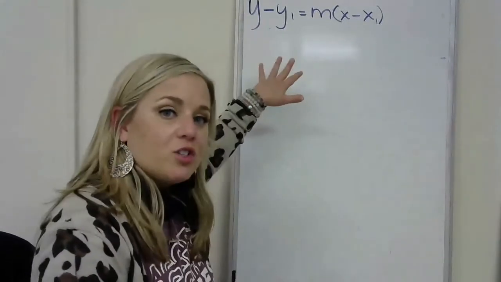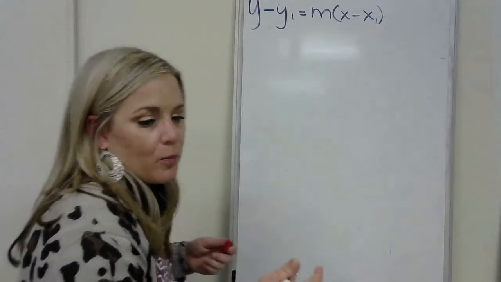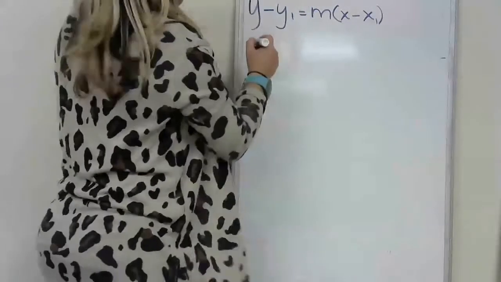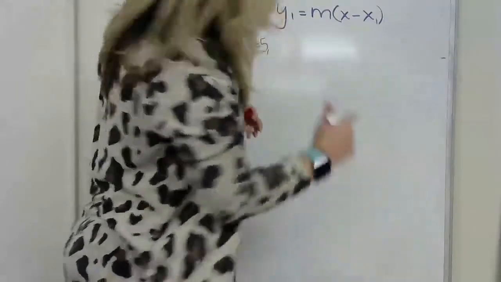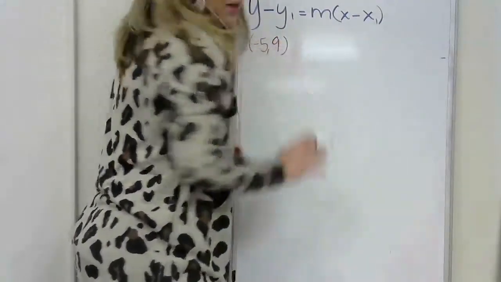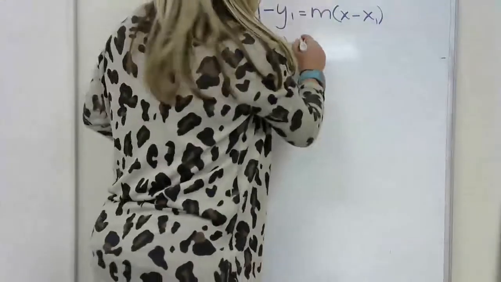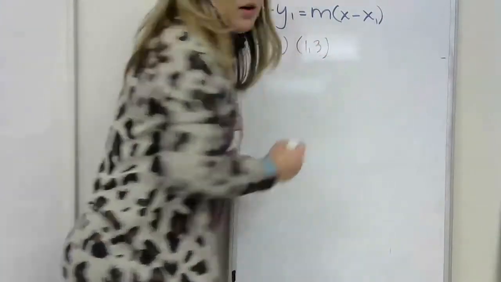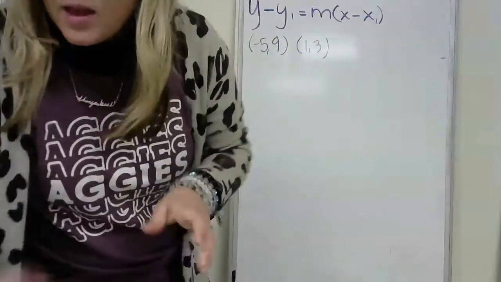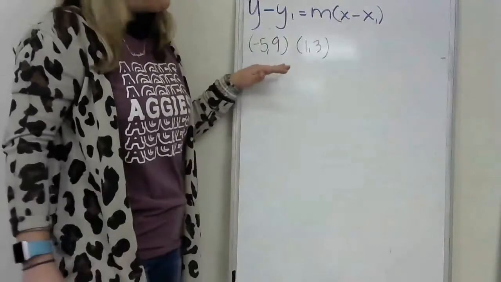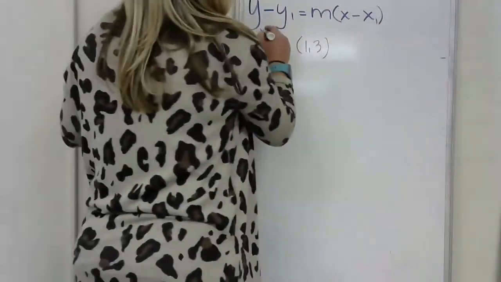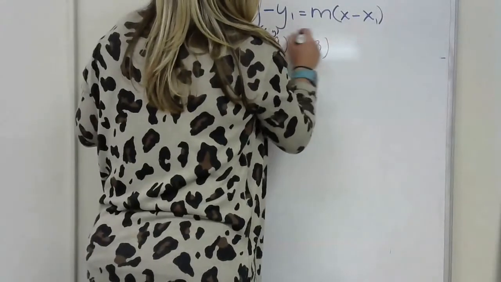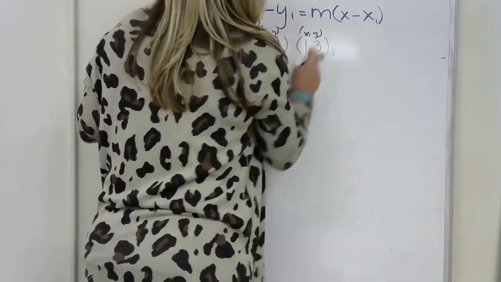Okay, so we have our slope point slope. Now we're going to do negative 5 as our points, negative 5 and positive 9. And then we have 1 and 3. All right, now I've got to take these 2 points and I've got to find the slope. Okay, so x and y, x and y.